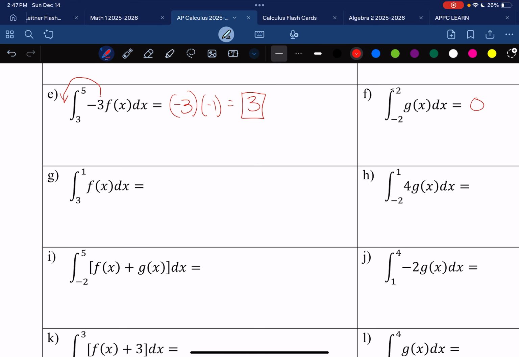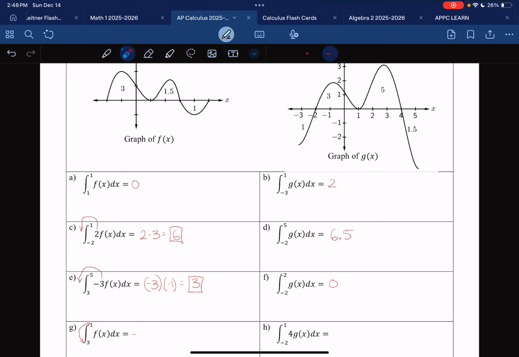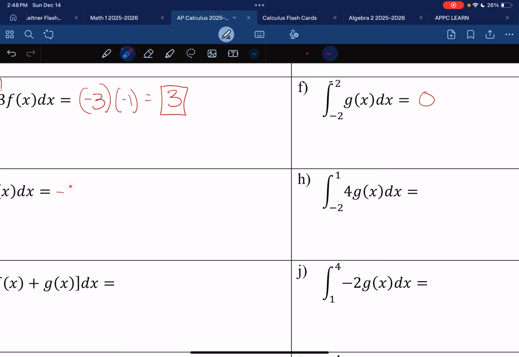All right, in part G, oh, it's backwards. It's normally supposed to be from 1 to 3, but they swapped them. So I'll just make a note that these two are swapped. Therefore, our answer is going to be negative whatever our answer is normally between 1 and 3. So between 1 and 3, what letter are we doing? F. Between 1 to 3 is an area of 1.5. So now it's a negative 1.5.